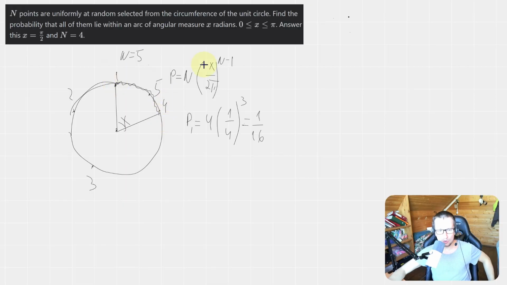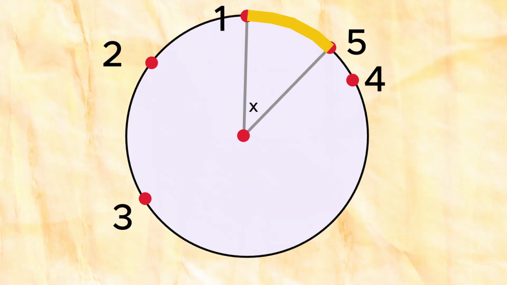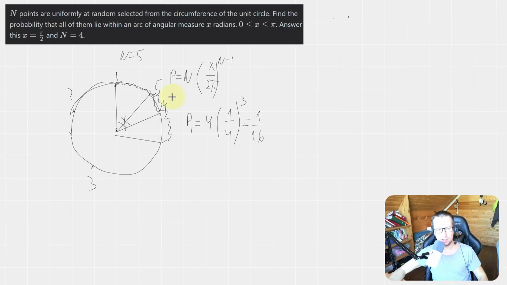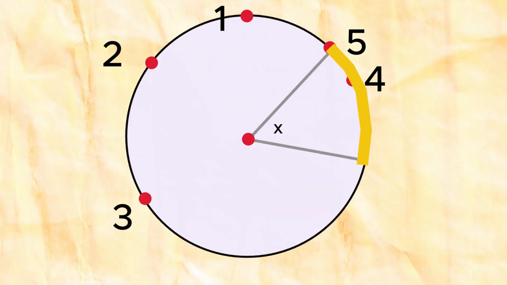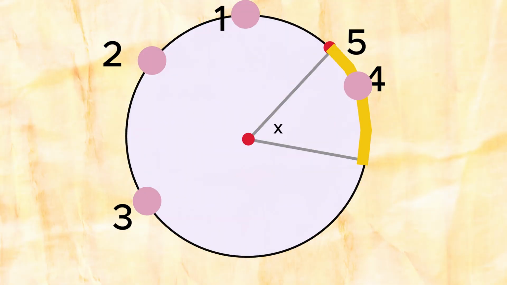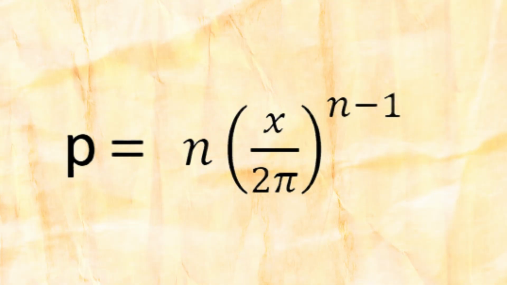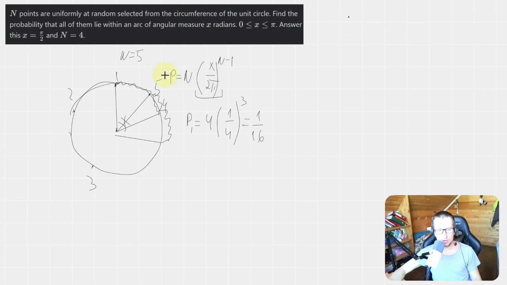Each has a probability of x over 2 pi. Then what do we do? We switch to the other point, point 5. We start the new arc, and again the probability for the remaining points 4, 3, 2, and 1 is x over 2 pi to the power of 4, n minus 1. So we add this component n times, once for each point, and thus we include all the cases.